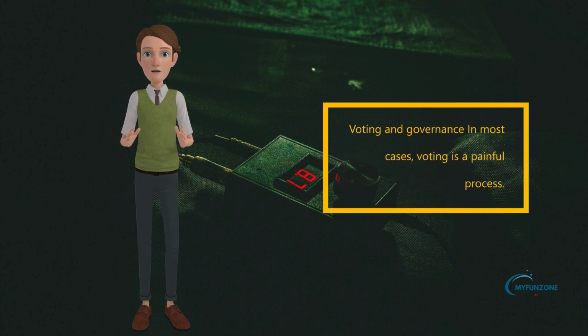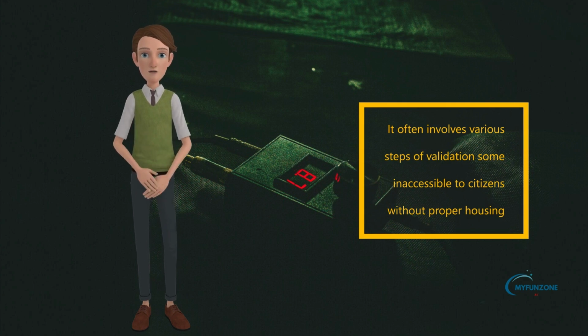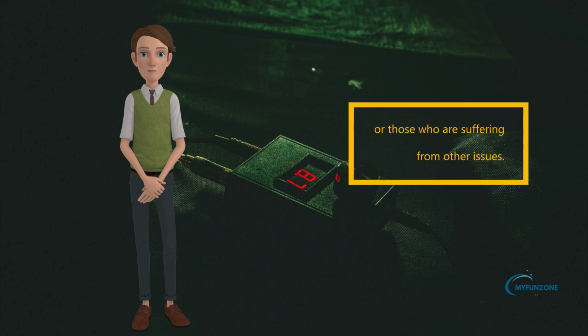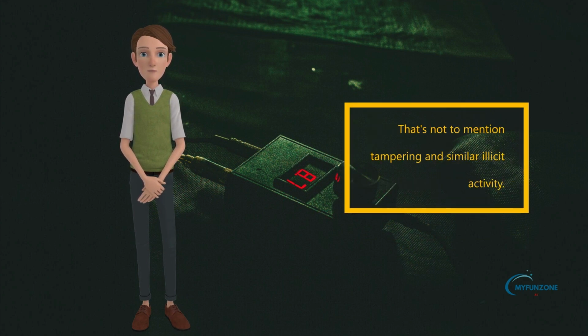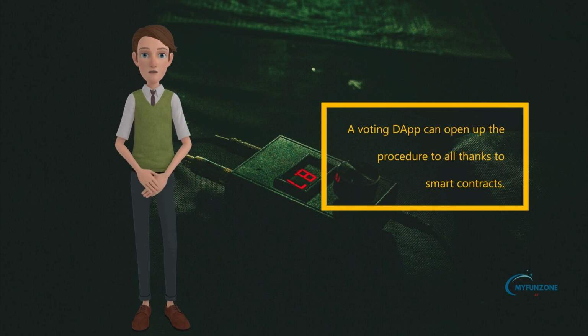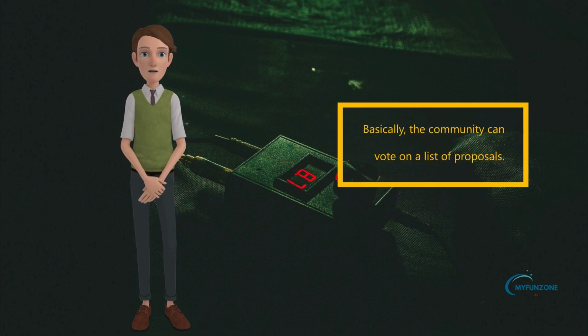Voting and governance. In most cases, voting is a painful process. It often involves various steps of validation, some inaccessible to citizens without proper housing or those who are suffering from other issues. That's not to mention tampering and similar illicit activity. A voting DApp can open up the procedure to all thanks to smart contracts. Basically, the community can vote on a list of proposals.